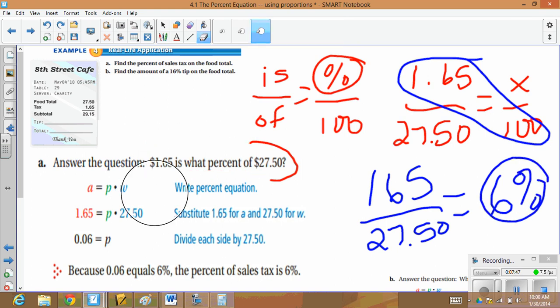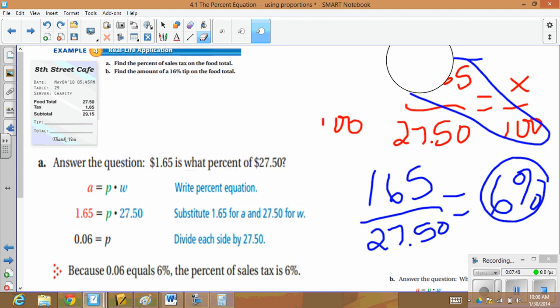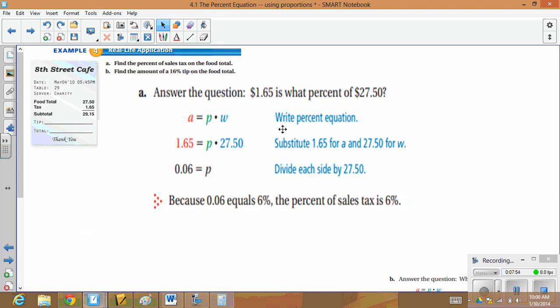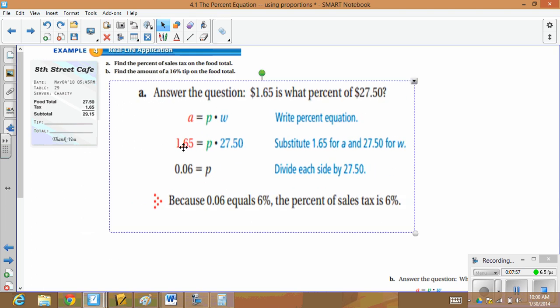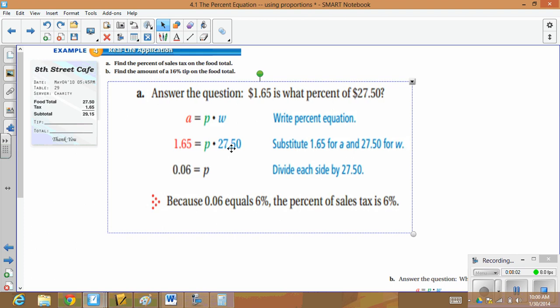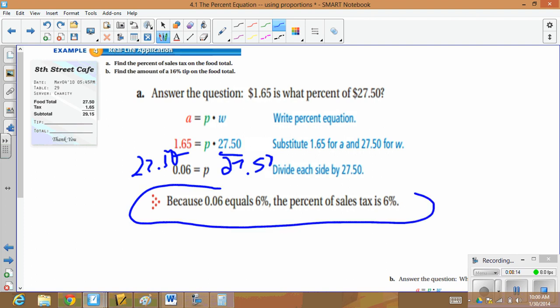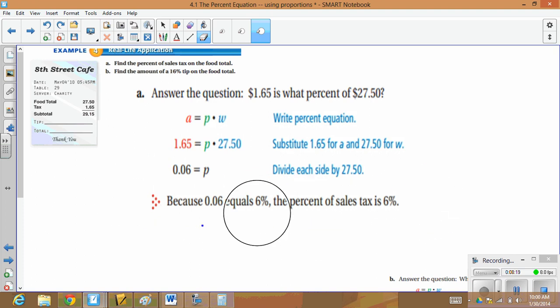If you look over here at the percent equation formula that I originally used, A is my part, P is the percent, I don't know P, W is the whole, the "of". So when I divide both sides by 27.50, you get an answer of 0.06, which is 6%. So either way, you're going to get the same solution. I'm just trying to show you another way to solve these questions.